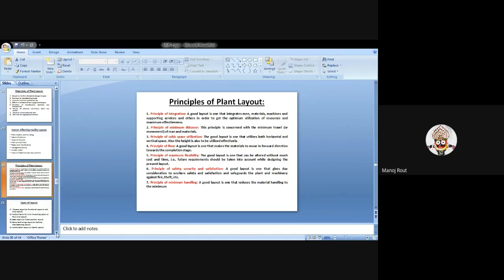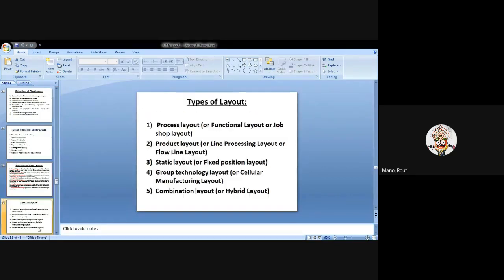The next one is the types of layout. The first one is the process layout, also known as the functional layout or job shop layout. The next one is the product layout, also known as line processing layout or flow line layout. The next is the static layout. The next one is the group technology layout or cellular manufacturing layout. And the last one is the hybrid or combination layout. We'll discuss them one by one.